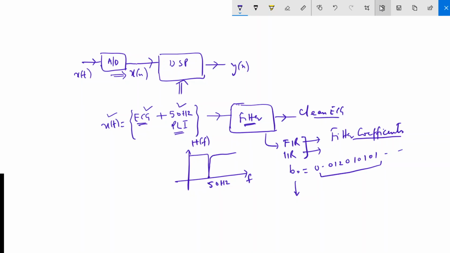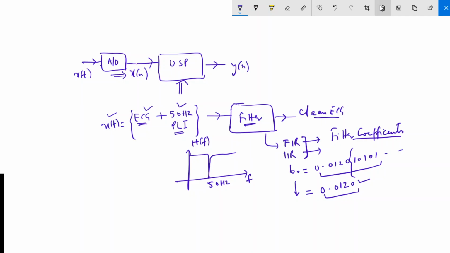So there may be a possibility that you have to truncate this filter coefficient value. It means what you have actually designed is this value, but what you are going to store may be only this value. You may be able to store only this much of information, so these bits, these values, are now discarded. This may be for any coefficient.